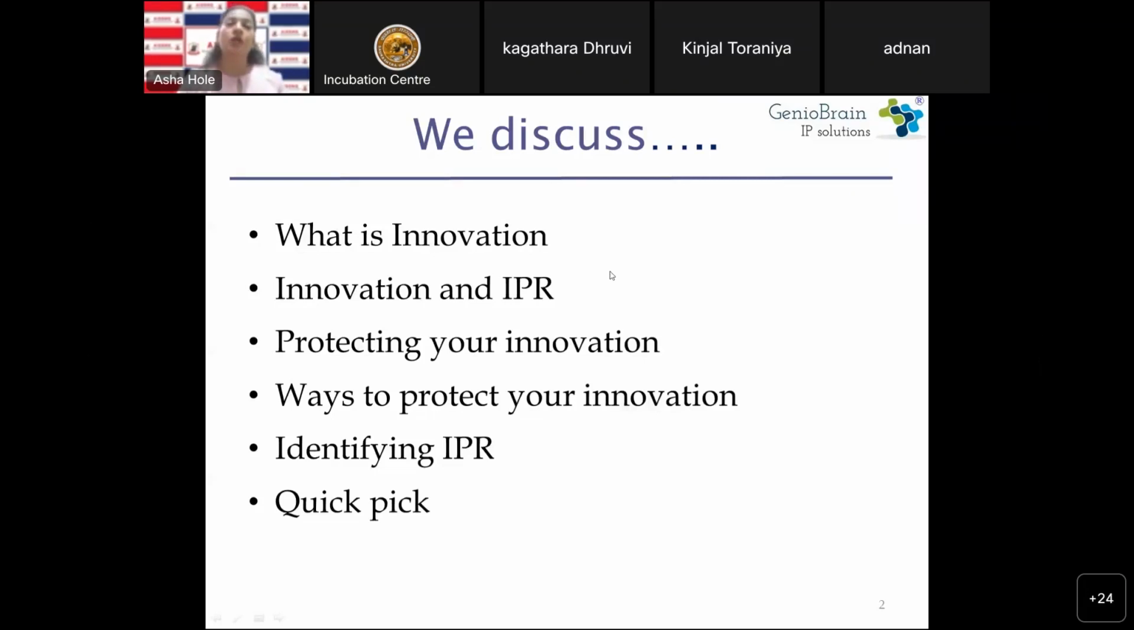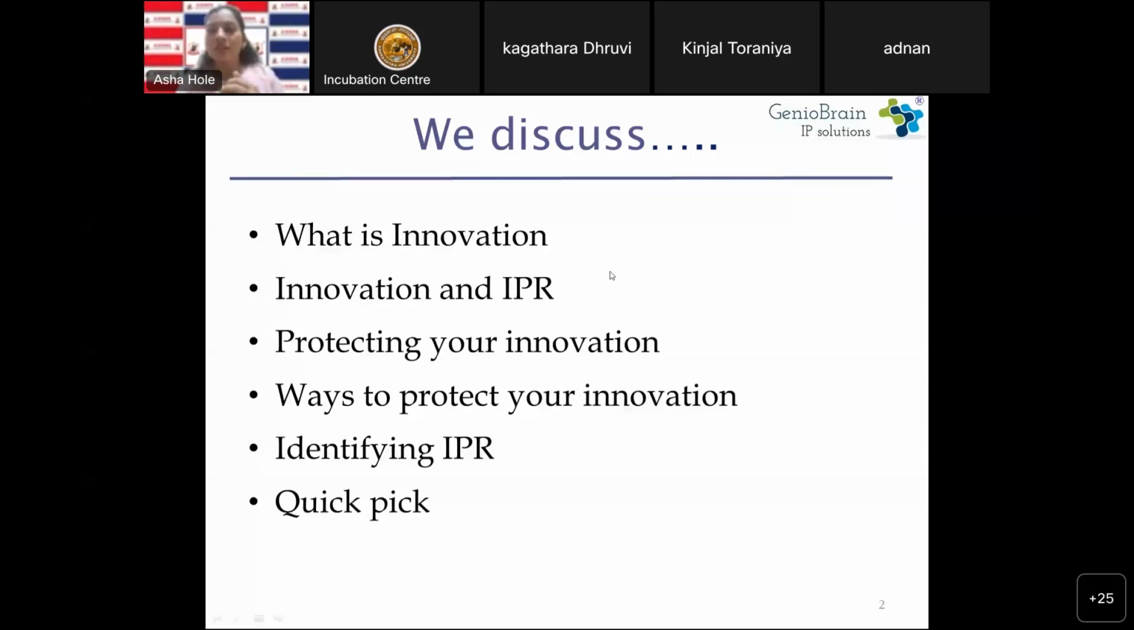I'll continue with this. I just wanted to focus on what is the basic funda behind the IPR, why we file the IPR. Because see, it's not for recognition and reward only. We file an IPR because we want a commercial gain. That's what I just wanted to focus on. Why do you want to file an IPR?